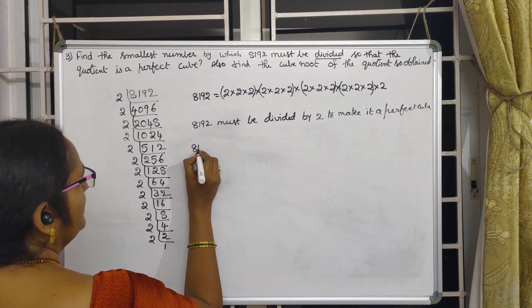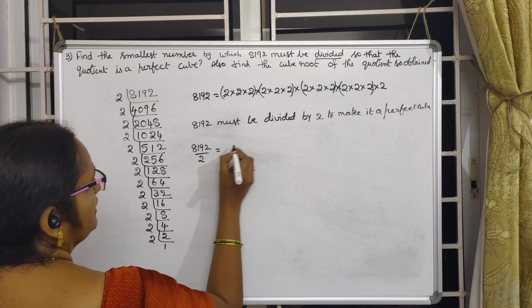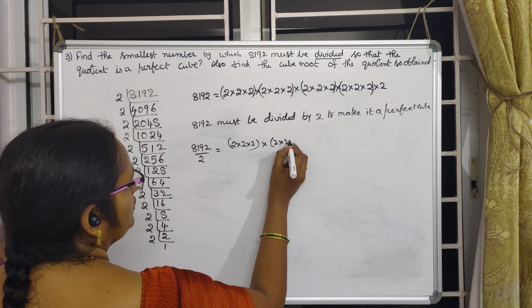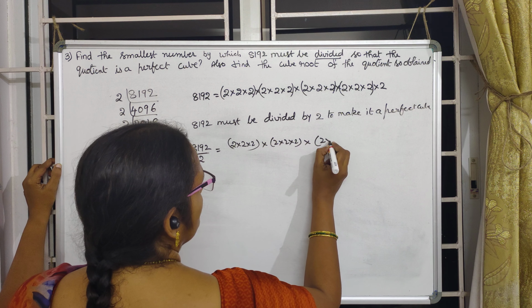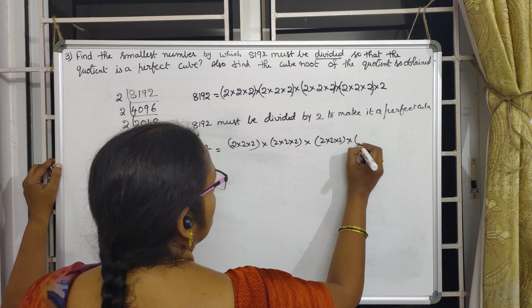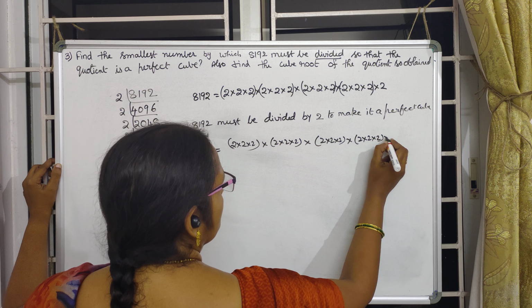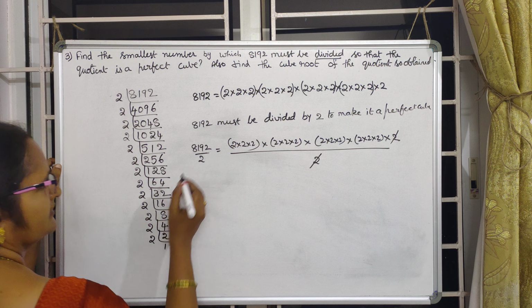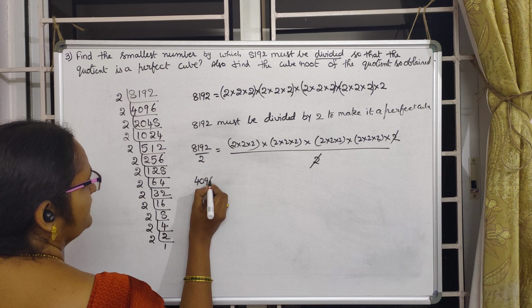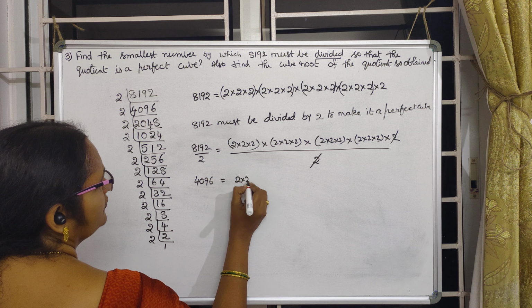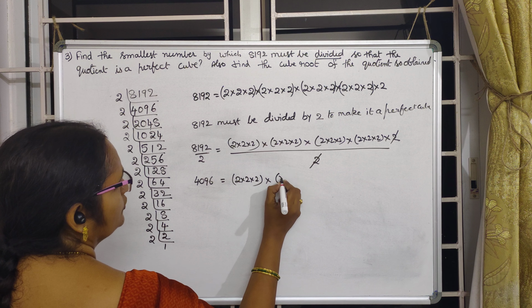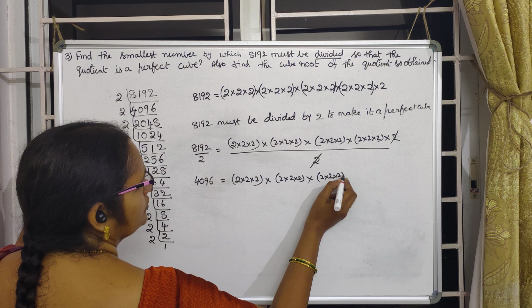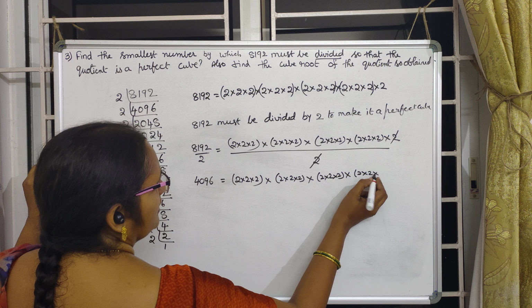Now 8192 divided by 2 equals 2 times 2 times 2 times 2 times 2 times 2 times 2 times 2 times 2 times 2 times 2 times 2 times 2 divided by 2. This 2 and this 2 get cancelled. Here this will become 4096, which equals 2 times 2 times 2 times 2 times 2 times 2 times 2 times 2 times 2 times 2 times 2 times 2.